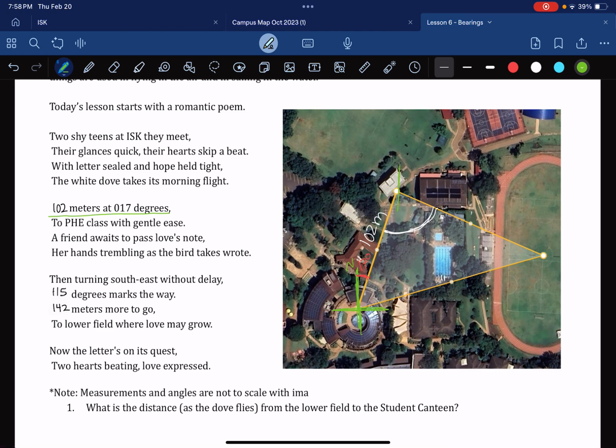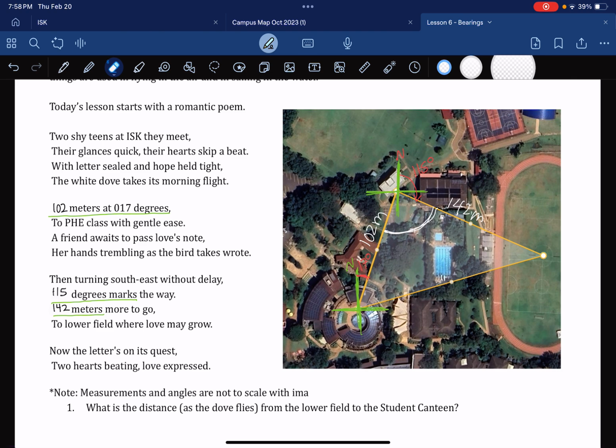I'm going to create a new cardinal direction because this is north-south and this is east-west. It says 115 degrees marks the way and 104 meters more to go. So bearing, again, starts at north and goes to that line that connects us to the path to the lower field. That is going to be 115 degrees. And the distance then is 142 meters. Okay, so I'm just labeling all the information that I have.